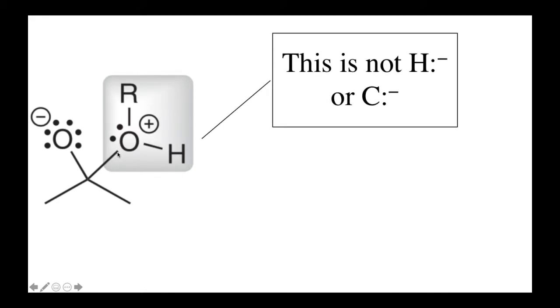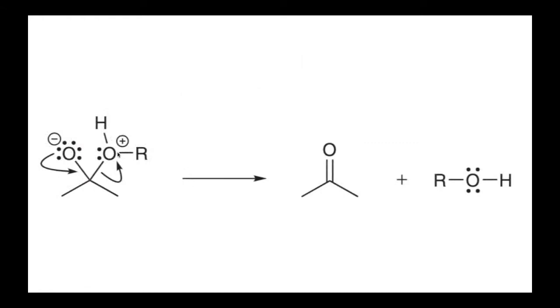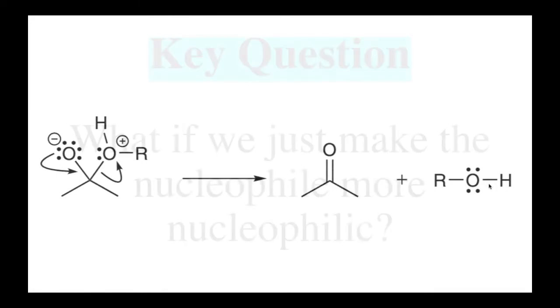I can expel this oxygen with its electrons because it's not a hydride or a carbide. So that's exactly what'll happen. We'll get our electrons to come back and then this will leave. But then, students, I finish with what I started with, which is a carbonyl group and my alcohol. So we saw that that is not a good synthesis strategy.